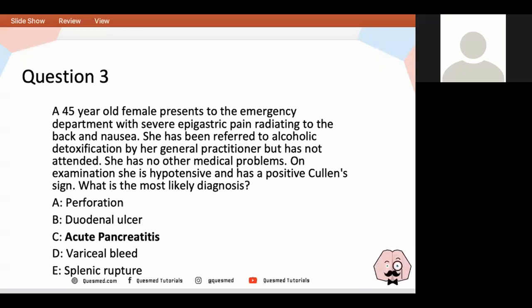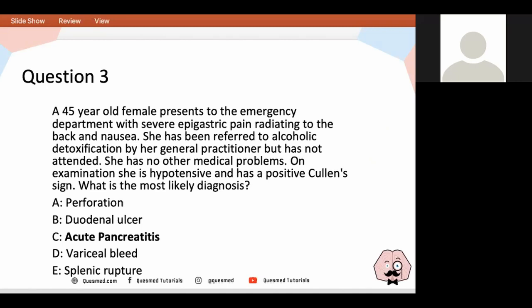Good. So the majority of people got this answer correct. Again, this is a very typical presentation of pancreatitis. So here you have a woman with significant alcohol history who's presented with abdominal pain, radiating to the back, and vomiting. Cullen's sign is not common, but it refers to bruising around the umbilicus, which may be seen in hemorrhagic pancreatitis.